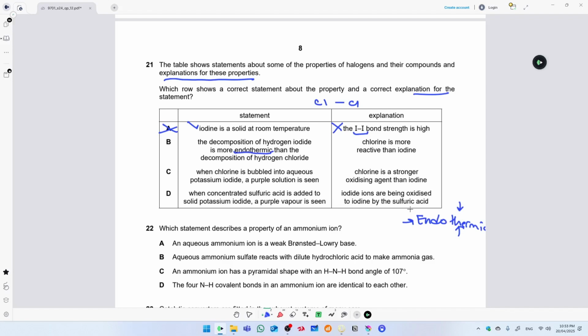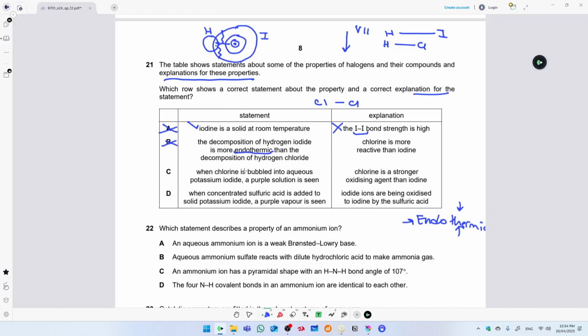So endothermic means needs more heat, and we know that down group 7, the thermal stability decreases because the bond length increases. So let's look at why. HI, why is it that long, and why is HCl only this short? If we look at the iodine atom itself, it's way larger than the Cl atom. So there is more shielding, or a greater distance between the bond pair and the nucleus of the iodine. So there is a weaker attraction between the nucleus and the bond pair, so it can be broken easily. So it's not more endothermic, it's less endothermic because it requires less heat.